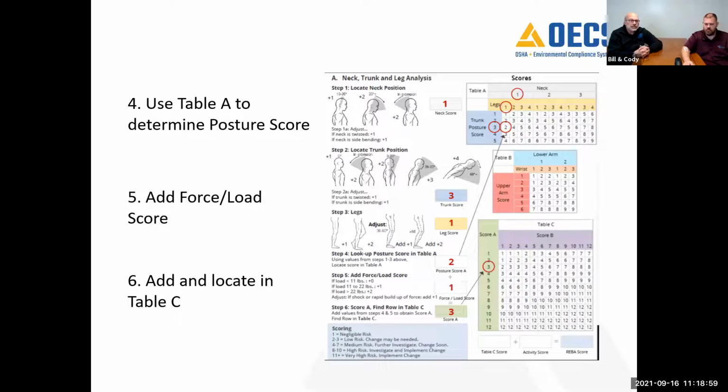But when we look at that trunk position, you can see how I put her in that 2, which is the middle one of those 5 graphs. But then if you look at the step 2A, she's twisting. And so I added 1. So that 2 plus 1 gives me that blue box score of 3.